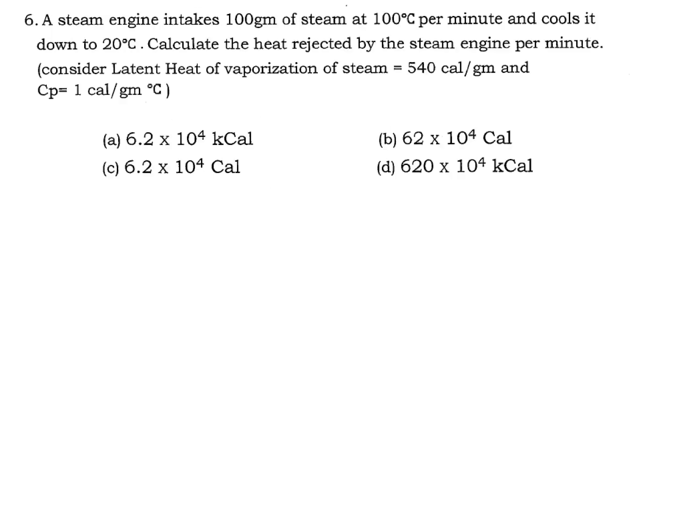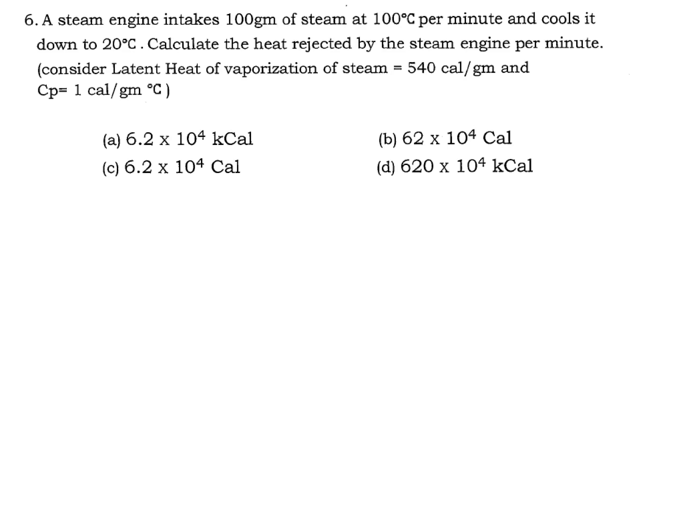A steam engine intakes 100 gram of steam at 100 degrees Celsius per minute and cools it down to 20 degrees Celsius. Calculate the heat rejected by the steam engine per minute. Consider latent heat of evaporation of steam is 540 calorie per gram, and Cp is equal to 1 calorie per gram degree Celsius.